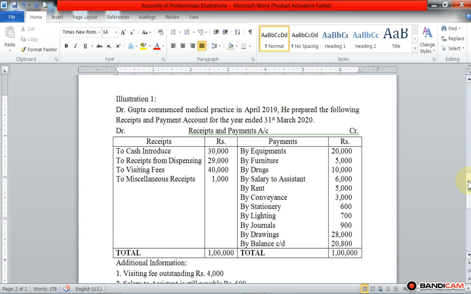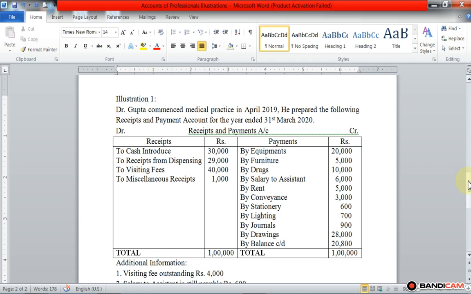First of all, I read the receipt side. To cash introduced rupees 30,000, to receipt from dispensing 29,000, to visiting fees 40,000, to miscellaneous receipts 1,000. Total of receipt side is rupees 1 lakh.